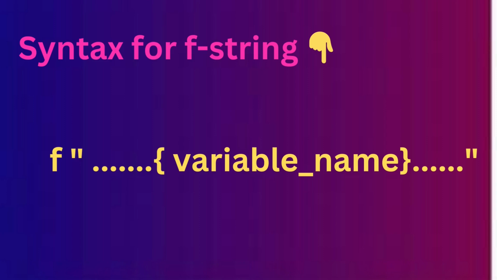The syntax for writing an f-string is very simple. You have to start the f-string with a small f, and then the quotes can be single or double as you wish, and your message starts. In between, where you want that variable's value, you are required to write the variable name within braces. Once the Python interpreter reads an f-string, it is going to replace that variable name with that particular variable's value.